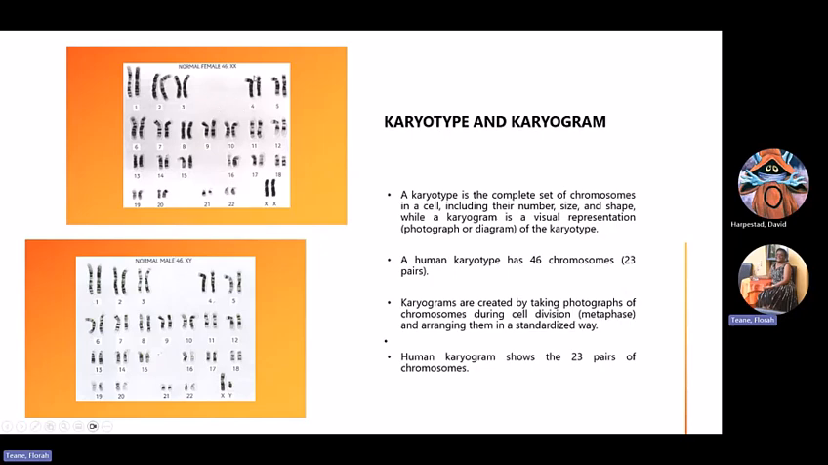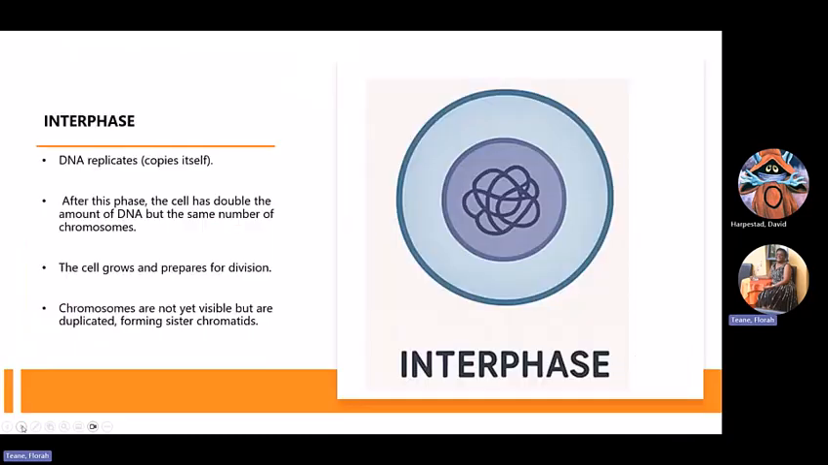Now the difference lies here. In the normal female, the sex chromosomes are represented by X and X. But the sex chromosomes in the male are represented by X and Y. Hope you understood this. Right, let's proceed.